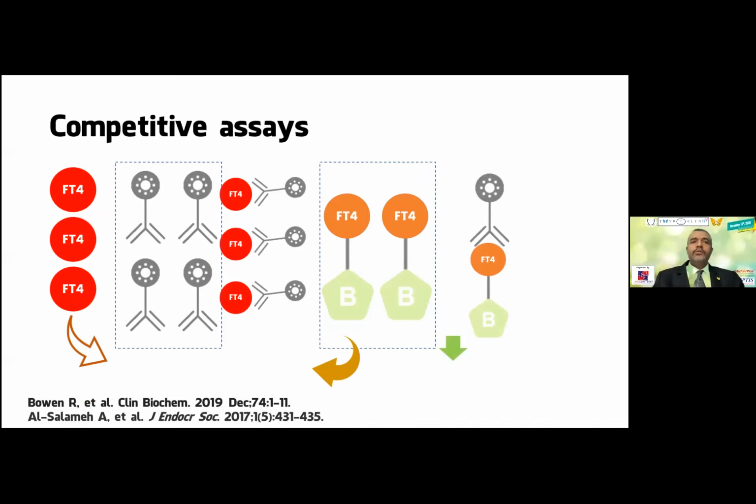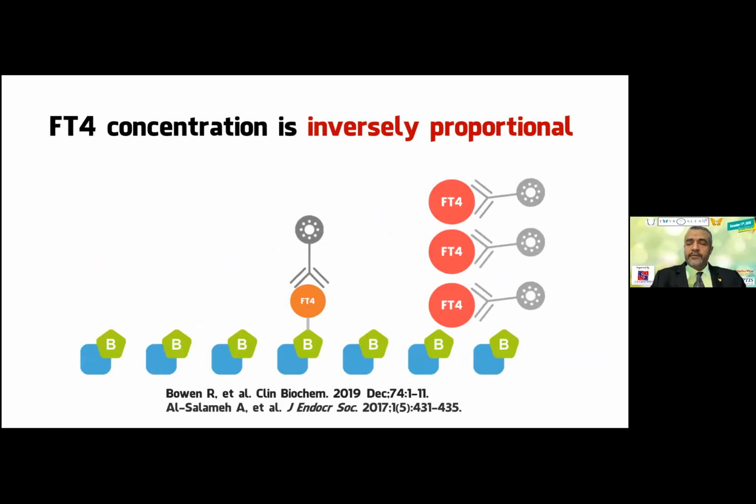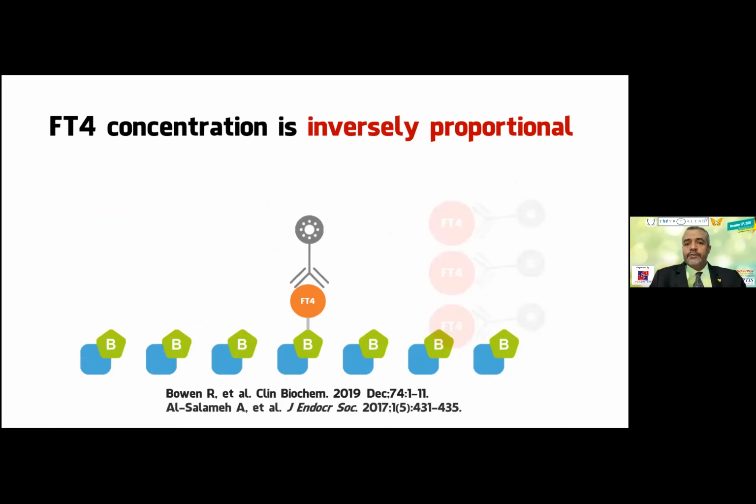forming also sandwiches. And these sandwiches are going to bind to streptavidin. However, here, after removal of the endogenous free T4, only the sandwiches would remain. And that is why the free T4 concentration here is inversely proportional. So our analyte in the patient's blood would bind first to the antibodies, and then the remaining antibodies would bind to biotinylated free T4.